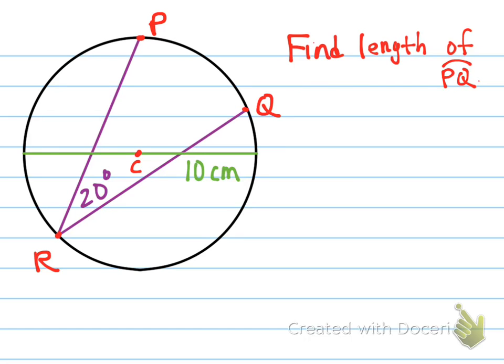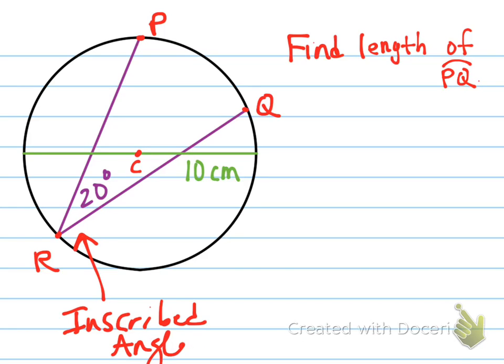We have this scenario with a 10 centimeter diameter circle and this kind of angle, which is called an inscribed angle. We've seen that time and again. Its measure is 20 degrees, and our question is: find the length of arc PQ.